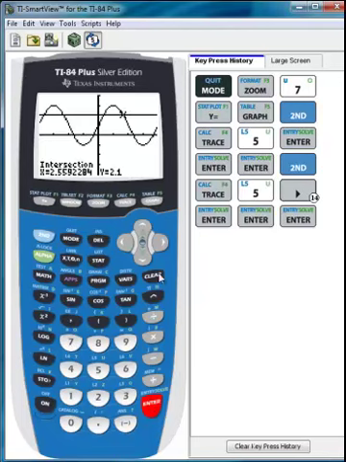And there you go. The next intersection point is about 2.6. Notice again the y is at 2.1.